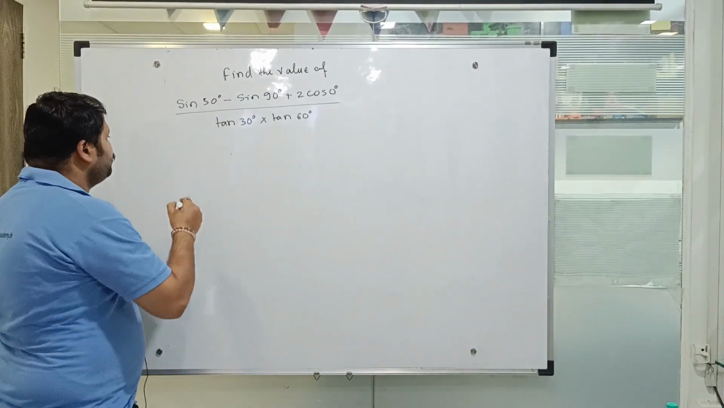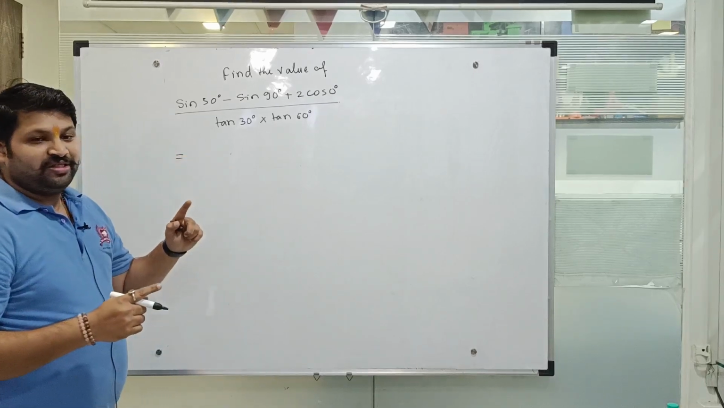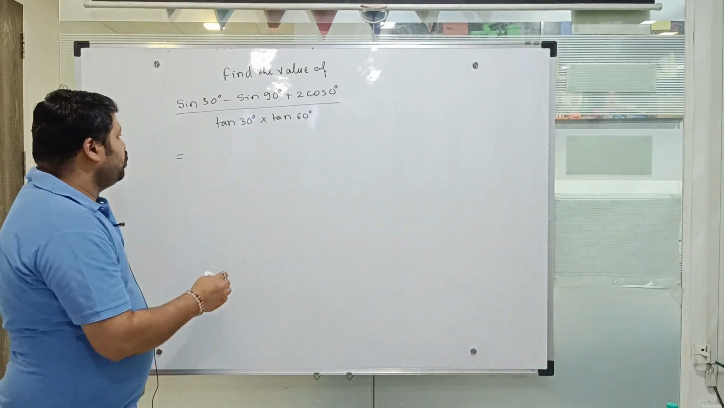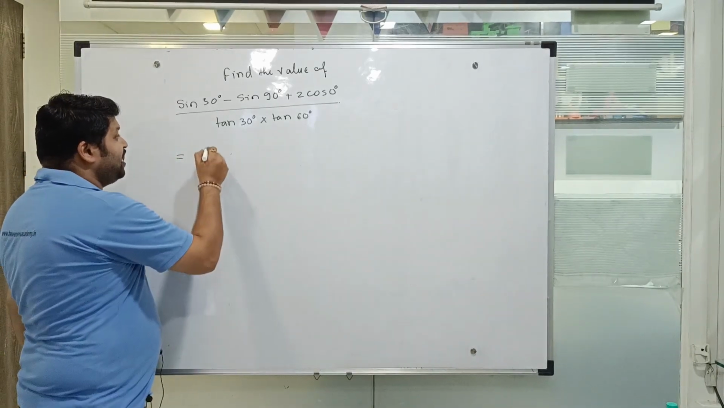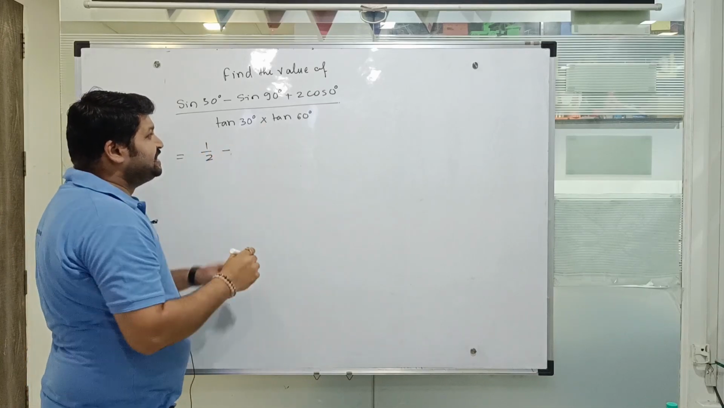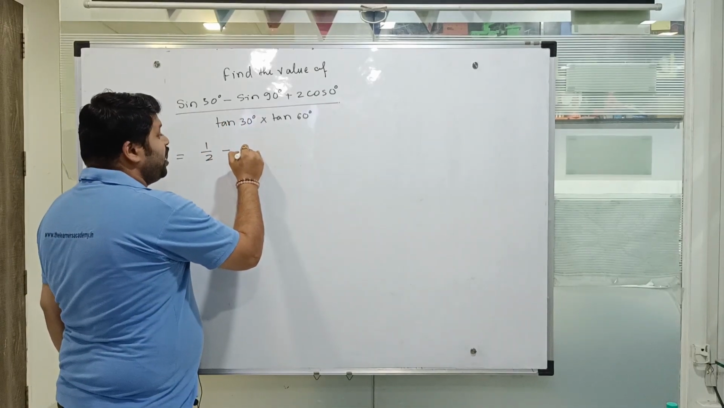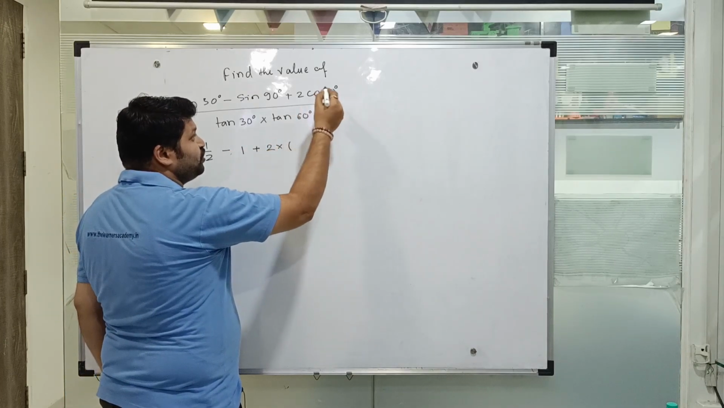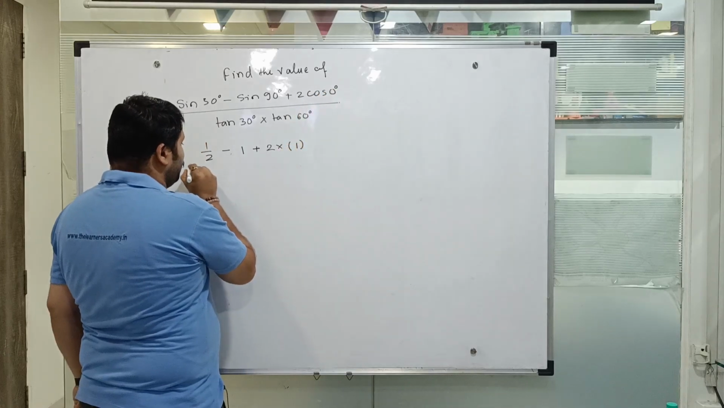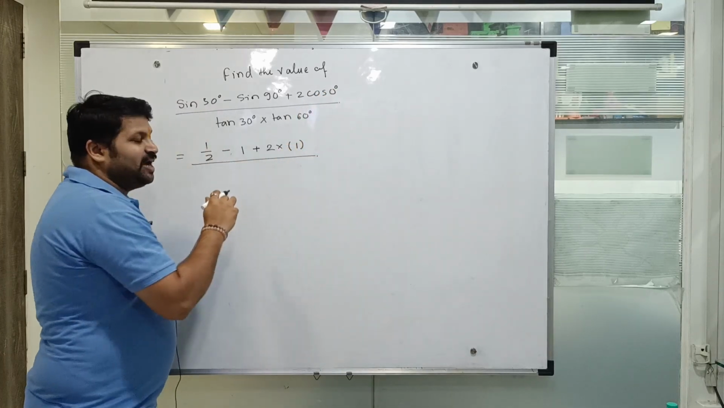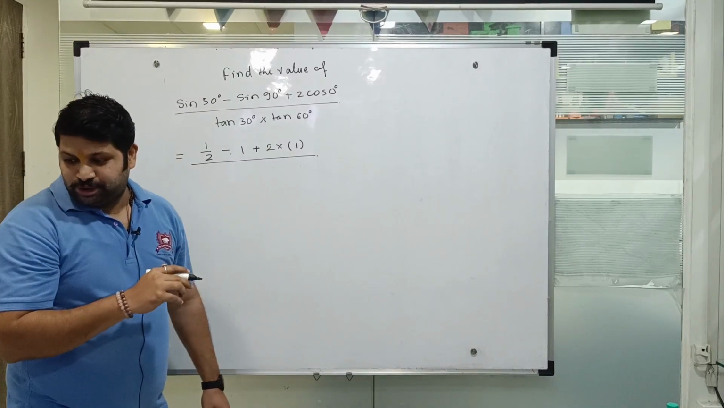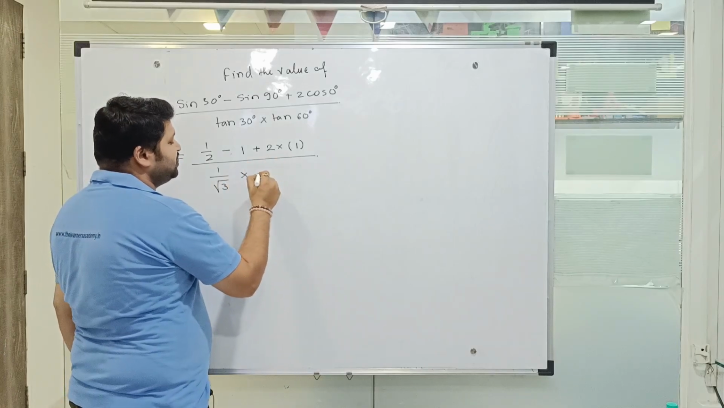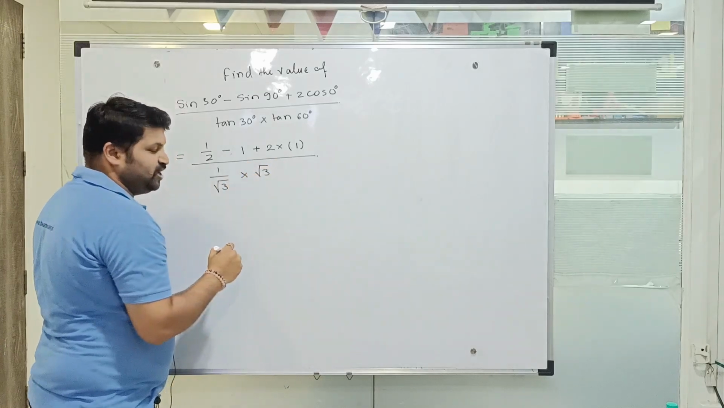So what we do, we go ahead and we write the values that we calculated in the table a few minutes back. So we have sine 30 degrees, that was half, minus sine 90 degrees, that was 1, plus 2 multiplied by cos of 0 degrees, so that was 1. The whole thing divided by tan of 30 degrees, which was 1 by root 3 multiplied by tan of 60 degrees, which was root 3.